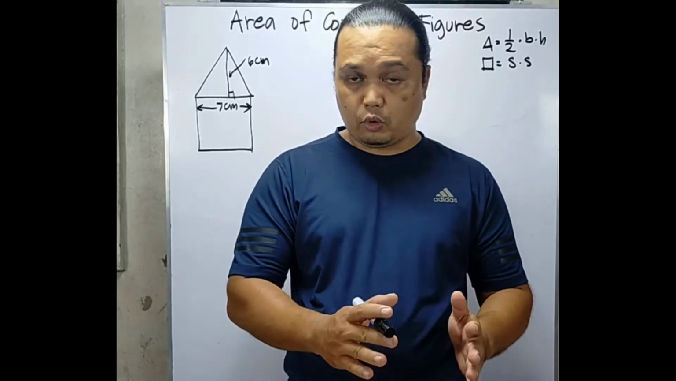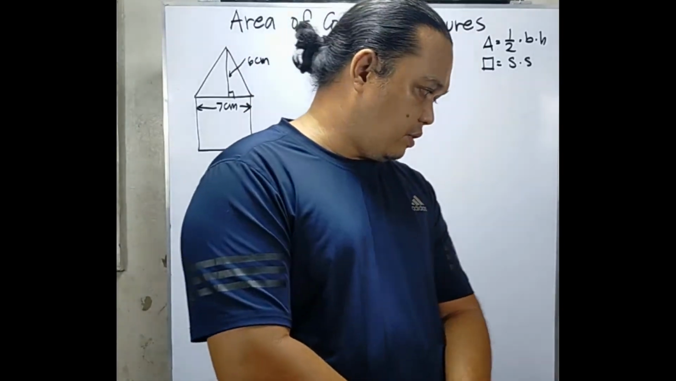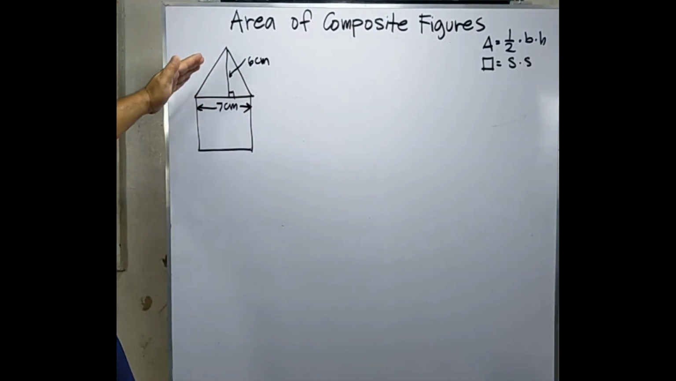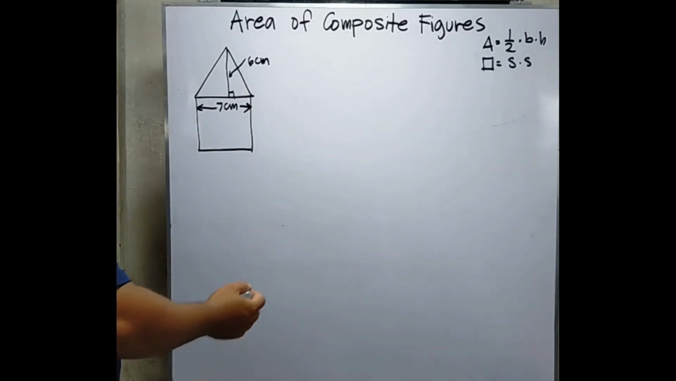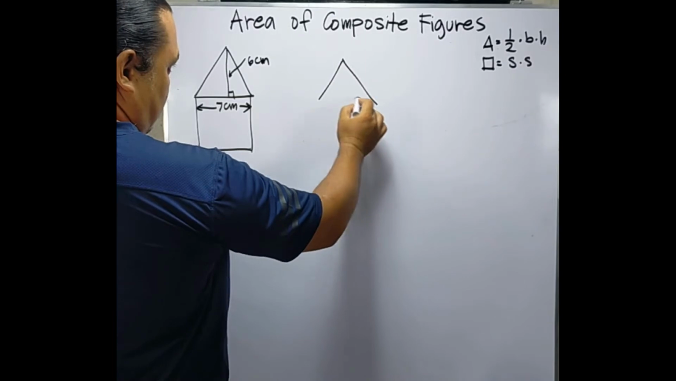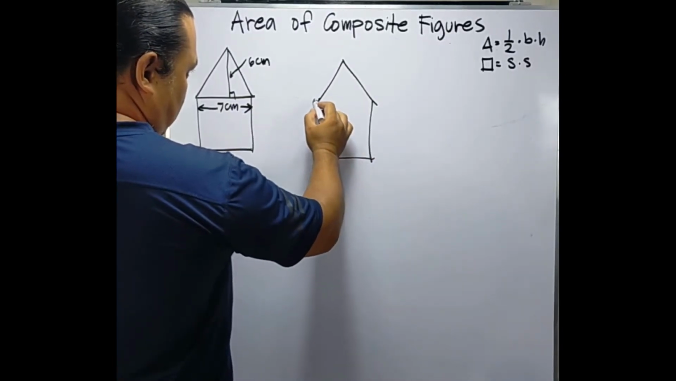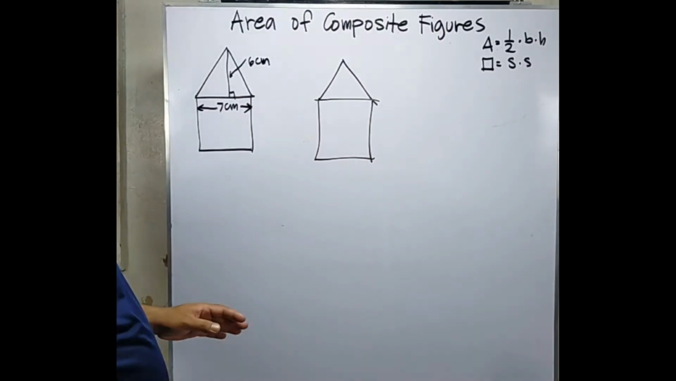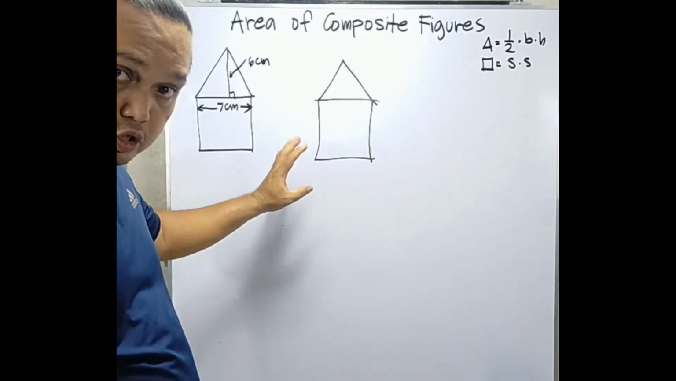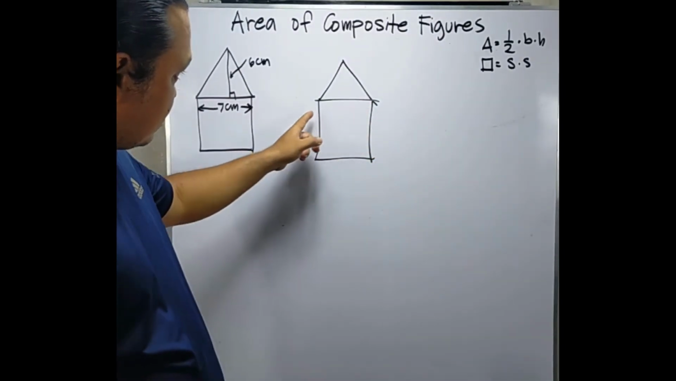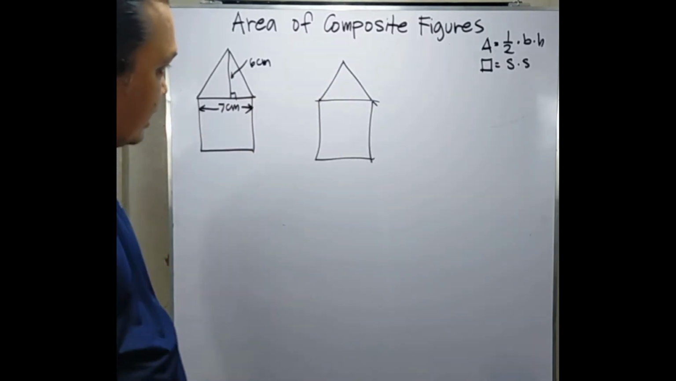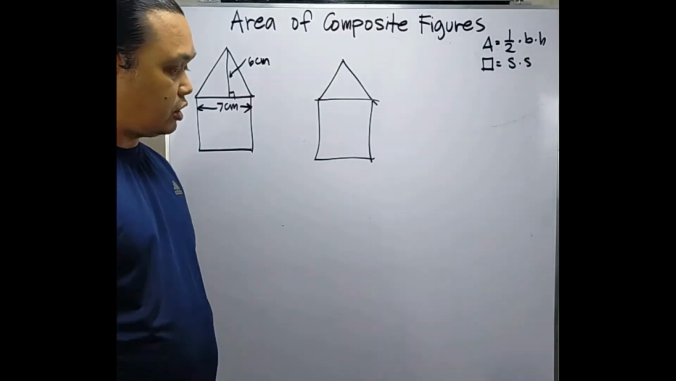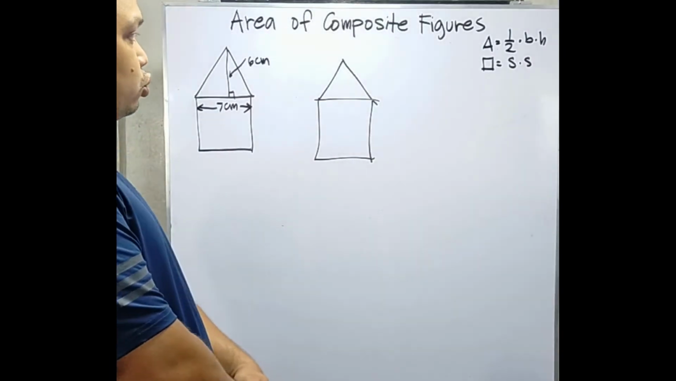one or two polygons. On the board here, we have, for example, a composite figure. If you can see on the board, it's the figure of a house. It has a wall and a roof. This figure is composed of a square and a triangle.